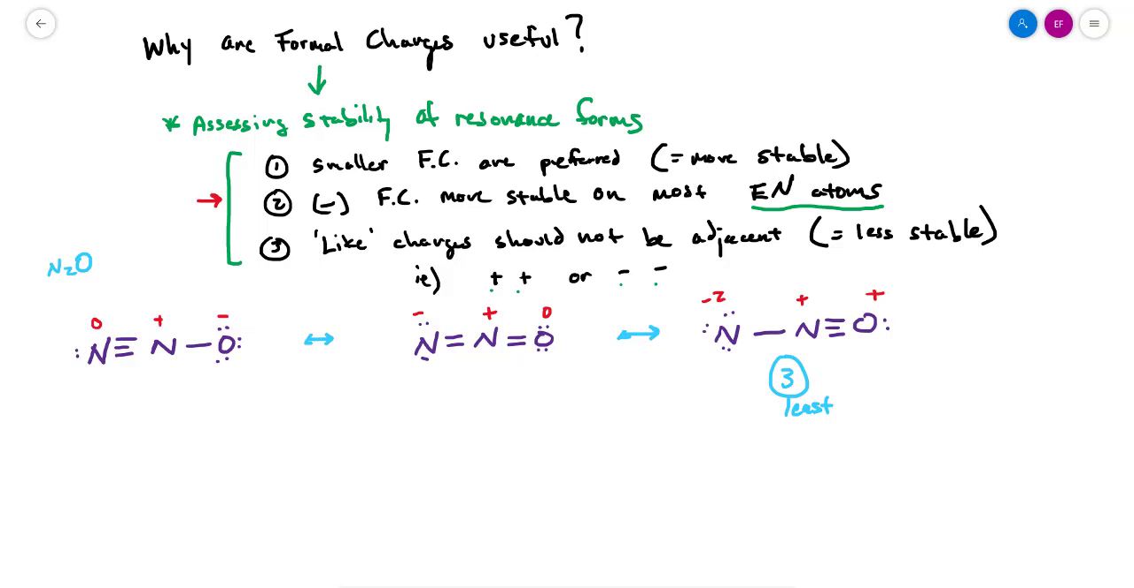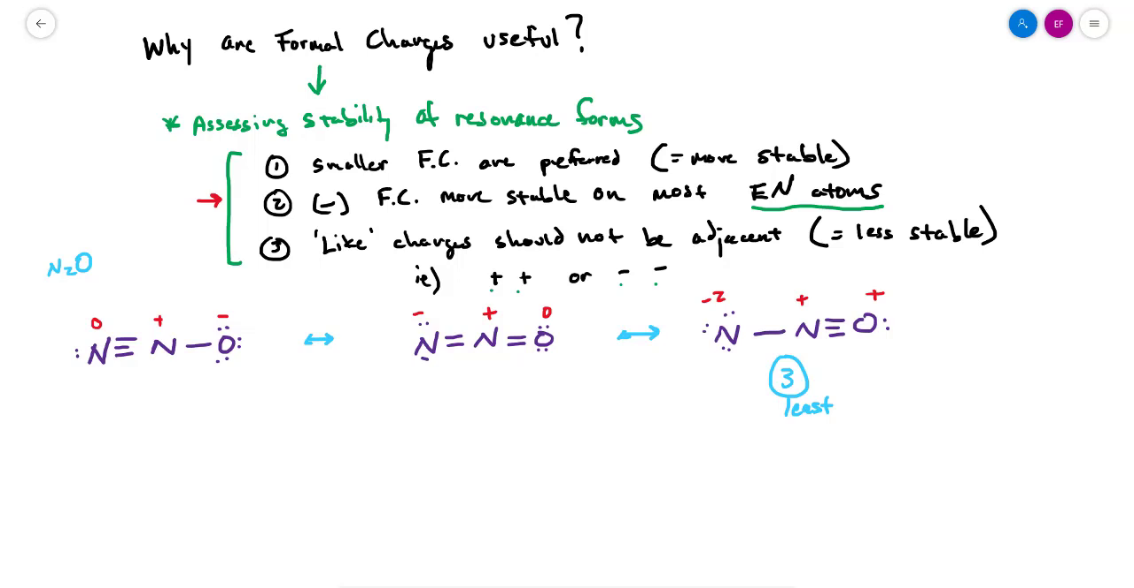Okay, so now we need to look at these other two. Criterion 2 says the most negative formal charge should be on the most electronegative atom. So over here we've got oxygen with the negative, and here we have nitrogen. If you look at the periodic table, oxygen is in group 6A, nitrogen is group 5A. That's further to the right, meaning it's more electronegative. So this would be a more stable structure based on this criterion.